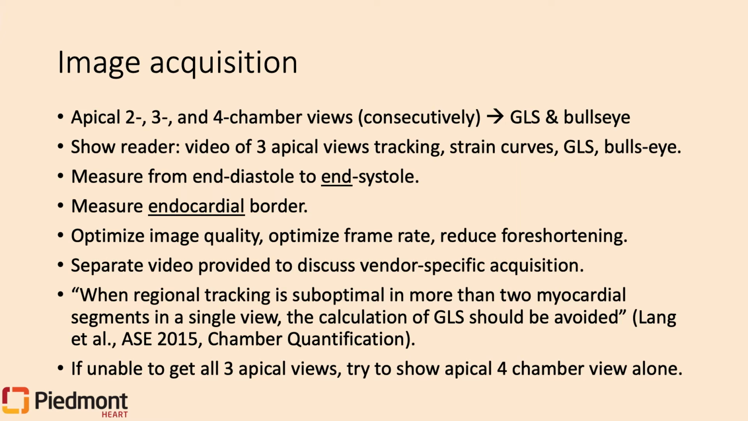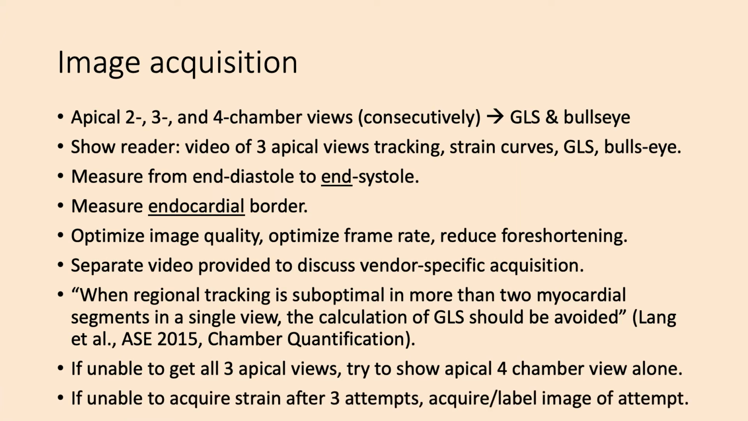We just won't calculate global longitudinal strain if you can't get all 3 apical views, and then only document your apical 4-chamber view. So the goal is to get all 3. That's the optimal situation. Show the longitudinal strain globally, show the bullseye plot, but if that is just not feasible, then at least try to show just the apical 4-chamber view alone. There are some data to suggest that even just the 4-chamber view alone can be useful in monitoring patients.